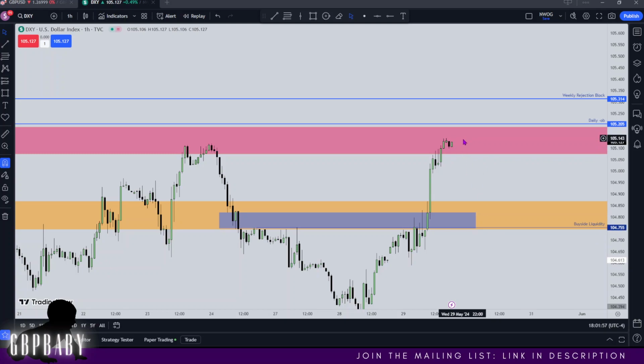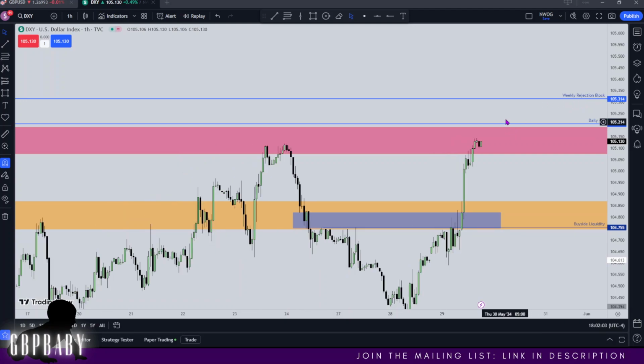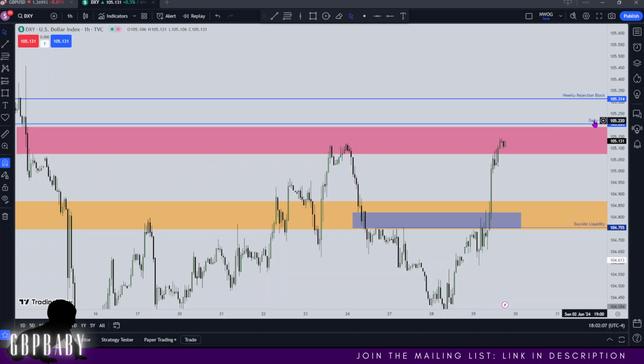But I don't really want to think about that until we reach here, because like I said, that weekly rejection block is still a possible target, but we just need to keep an eye on this daily bearish order block. So definitely have that marked out in your charts, and if we trade into it at significant time, we may get a New York or London reversal that can help us with forming trades.